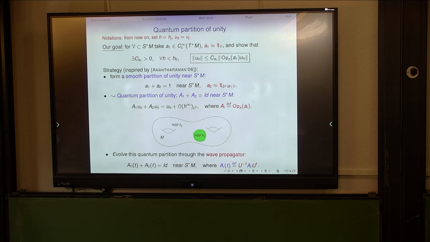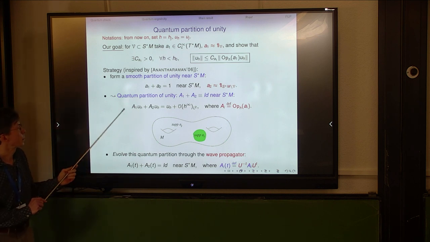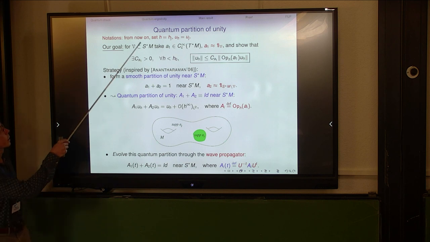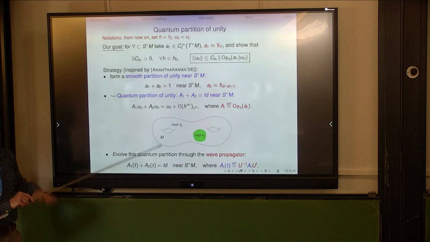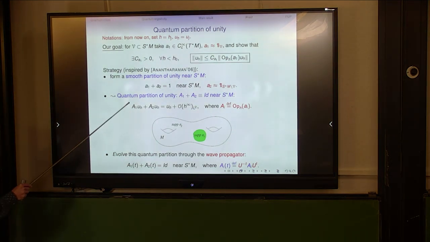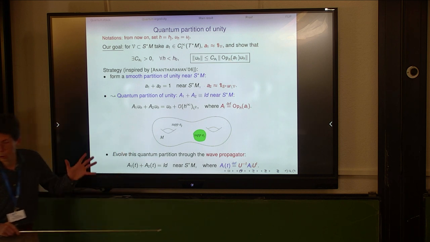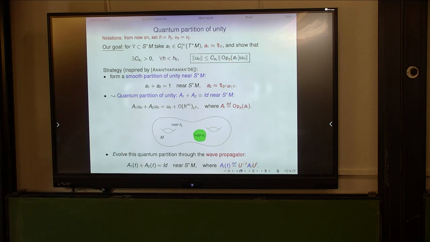So this is the first quantum partition of unity. We have partitioned our eigenmode into two pieces: one piece microlocalized inside this V, and one piece microlocalized outside, in what remains. This part here is the A1, the control part. But we want to control the full state. And now, of course, if we want to make use of the classical dynamics, of the properties of the dynamics, the idea is to evolve.